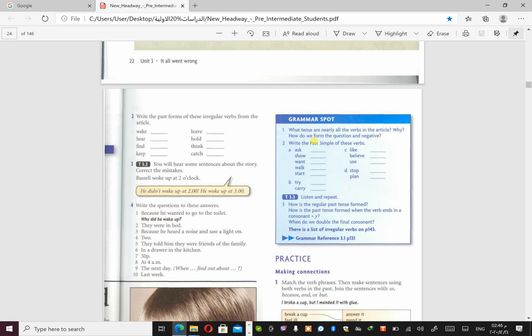And liked, okay? Well, believe, here basically it's what? Okay, so here believed, and used. Well, stop, stopped, okay. And plant. And this is what they give you here because you have to double the consonant sound and then add ed.